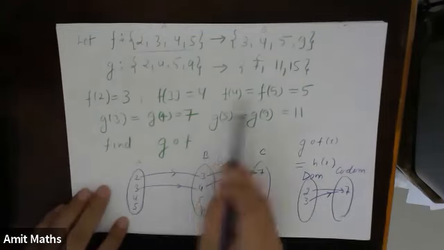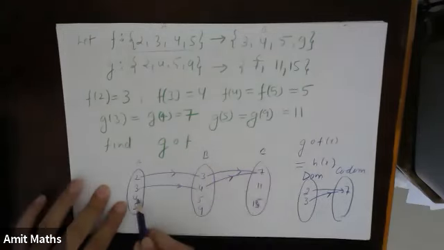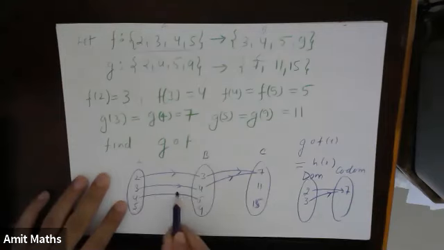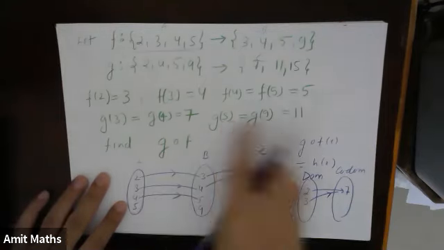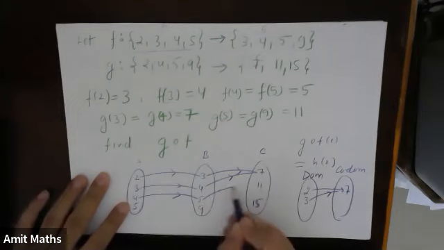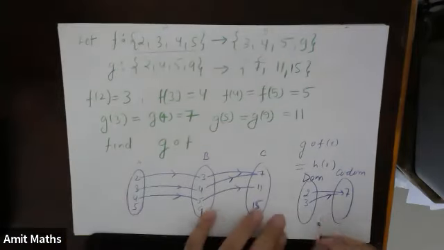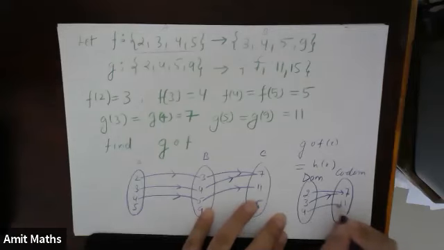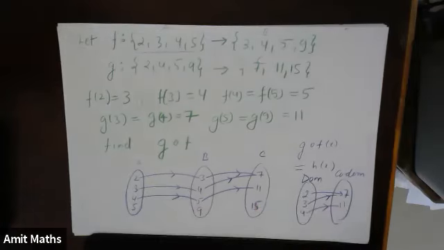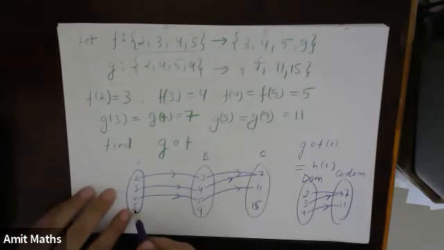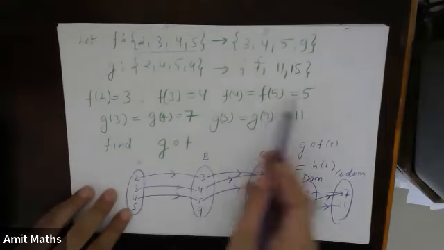Let's see. F of 4 is giving you 5. And g of 5 is giving you what? 11. G of 5 is giving you 11. So if I put input as 4, I will get output as 11. Understood? Next.